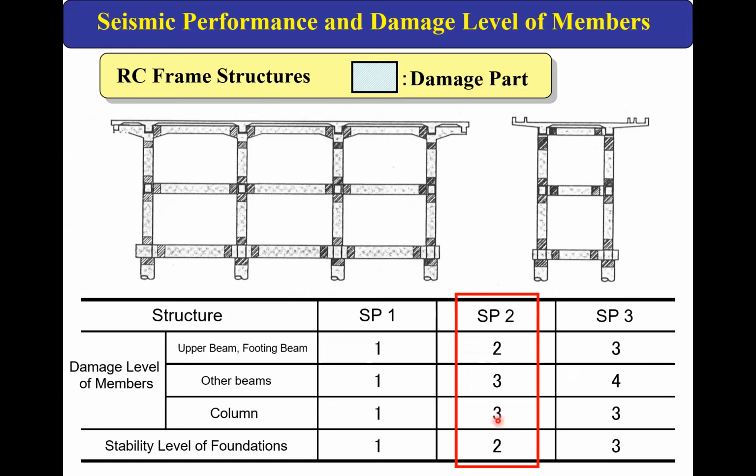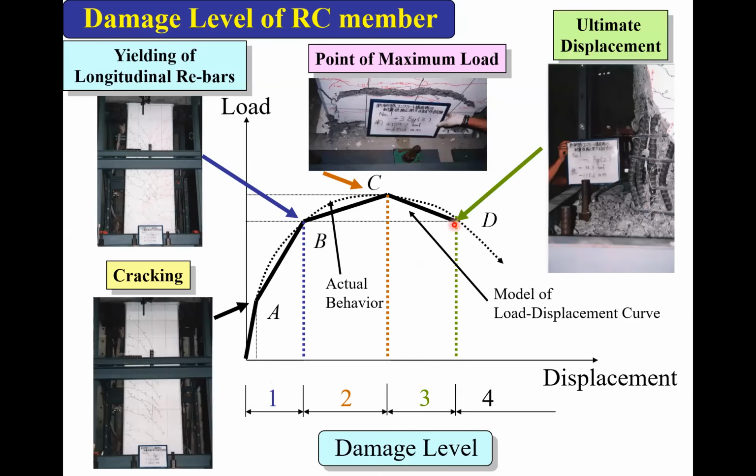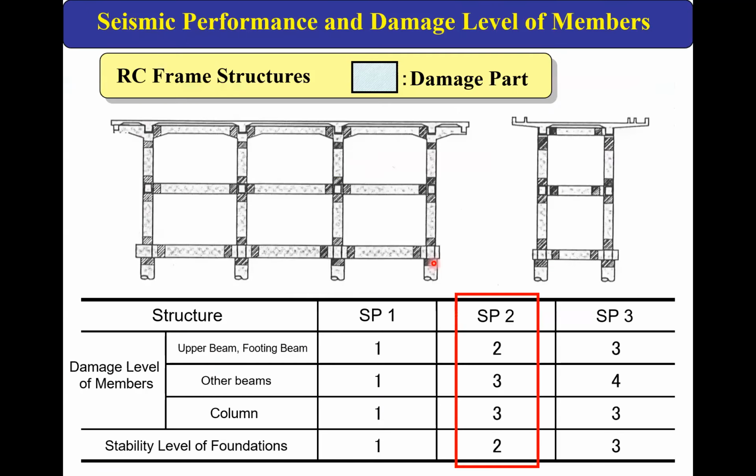Here, damage level 3 appears in this table. What's damage level 3 here? Just before the ultimate displacement. So in the Japanese railway design code, the column is the most severely damaged. That's why, in columns, now please ignore other beams, damage level 3 can be accepted. But damage 4 cannot be accepted.